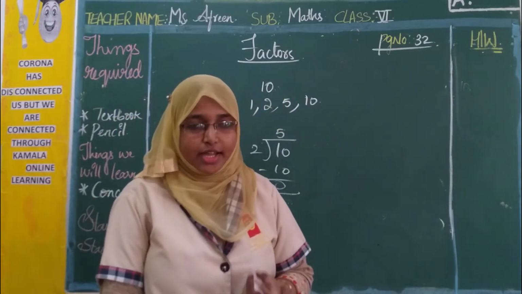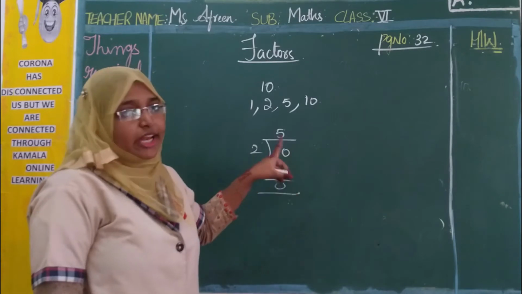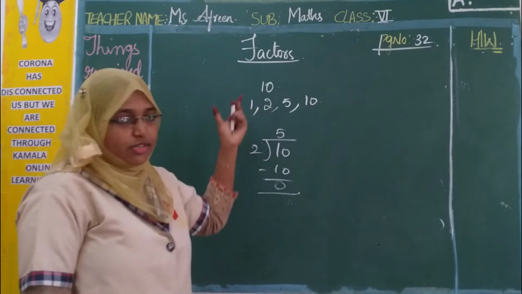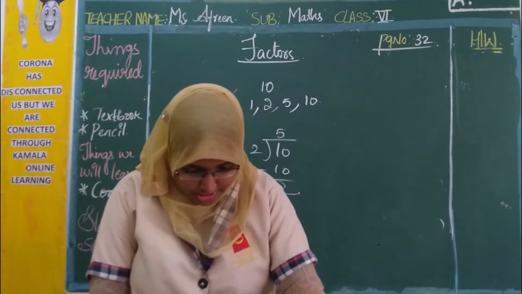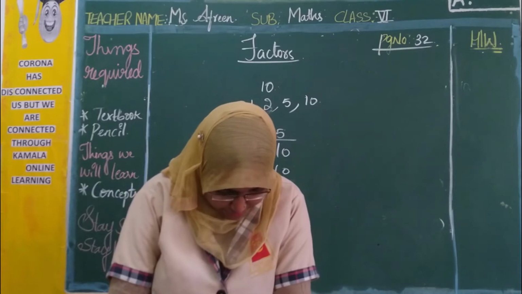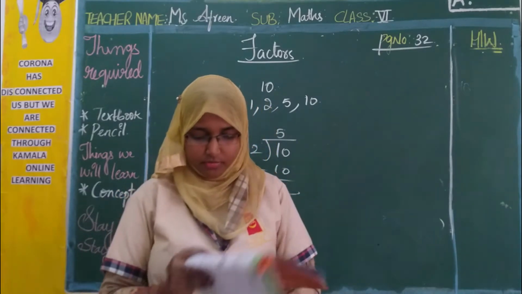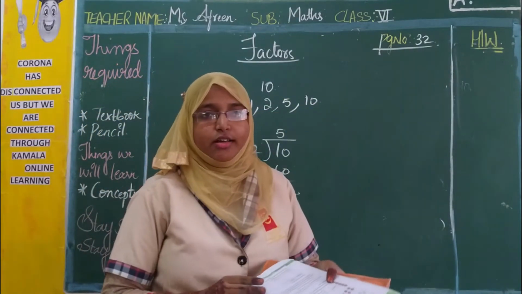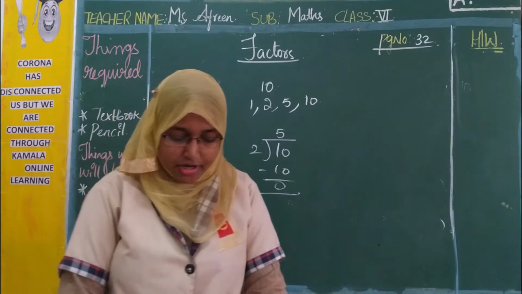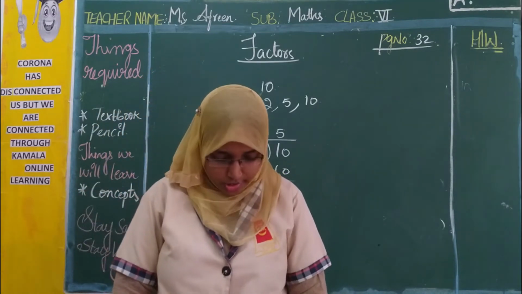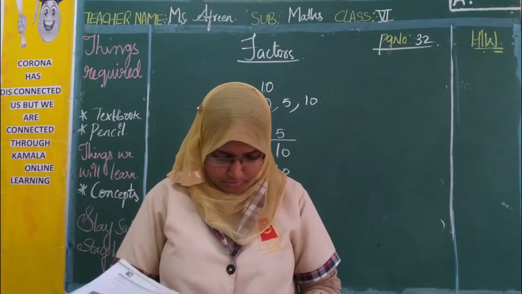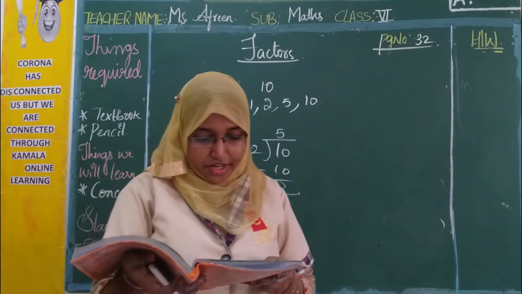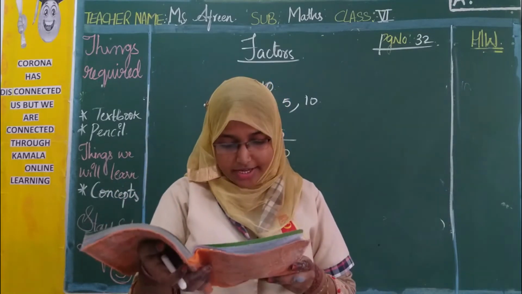So what is a factor? A number that divides the other number exactly. That is, we get the remainder as 0. Then we call it the factors of the given number. Okay. See here on page number 32, before the tabular form, they have given: a number which divides the other number exactly is called a factor. Please underline that line and write it as your definition in your classwork. Note it down. Okay. Let us read that. A number which divides the other number exactly is called a factor of the number. In other words, every number is completely divisible by its factors.